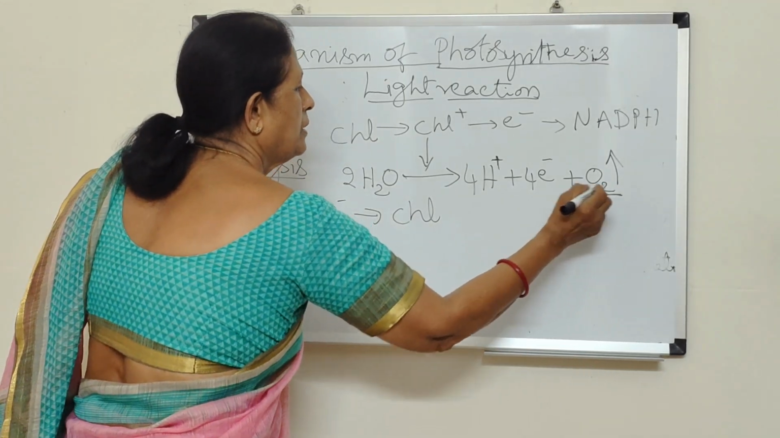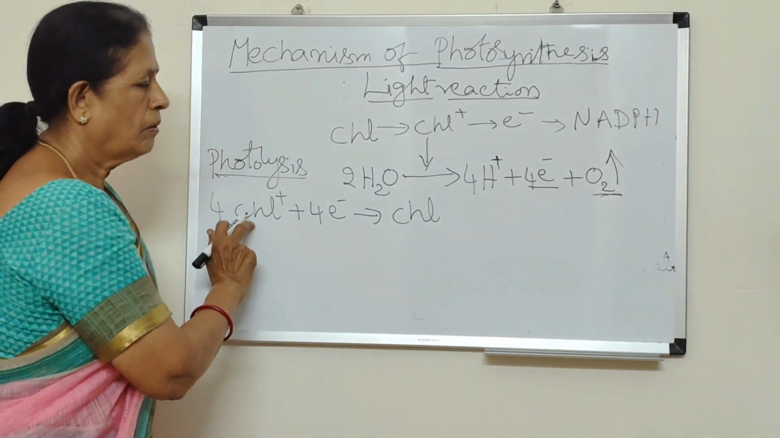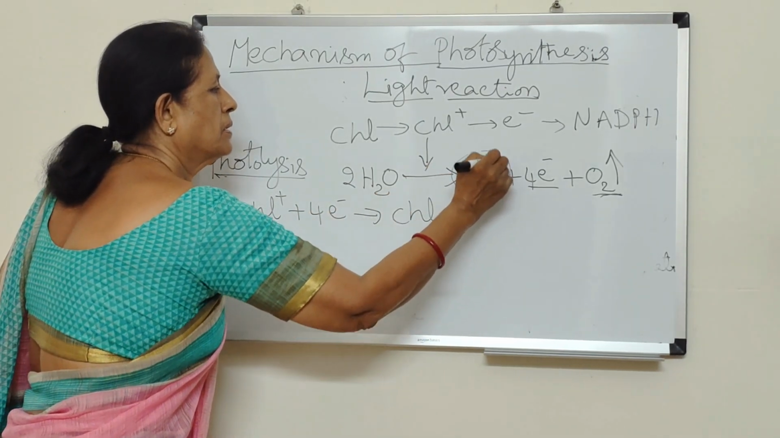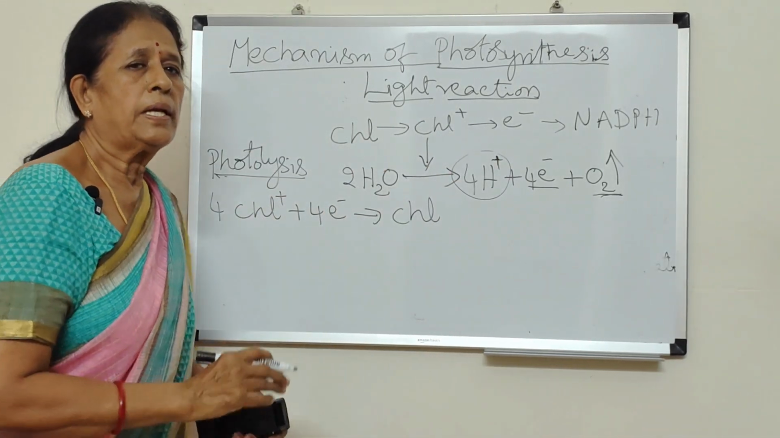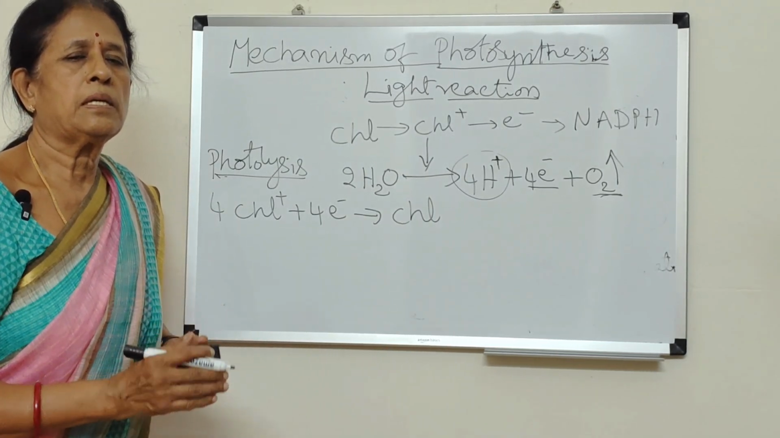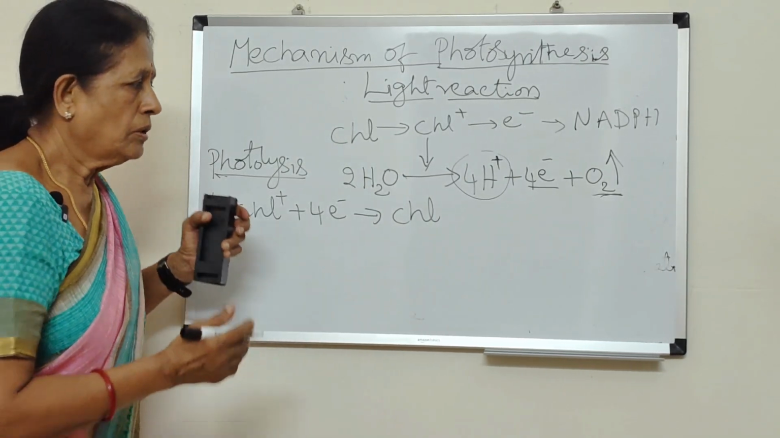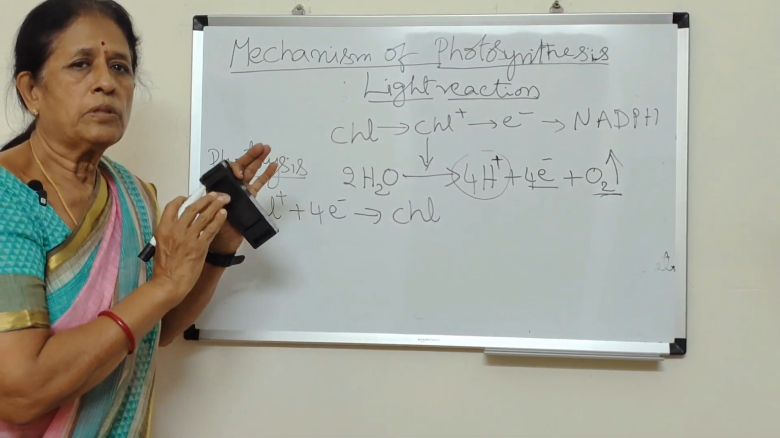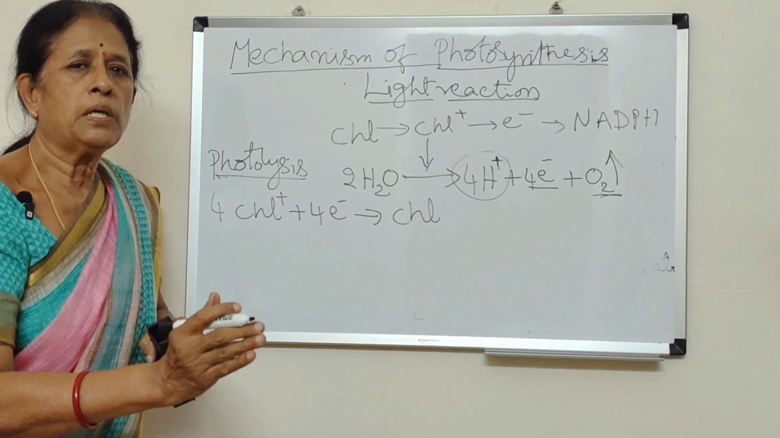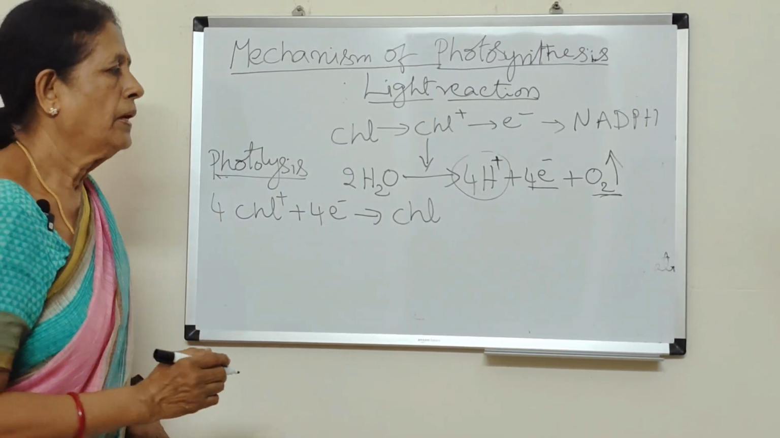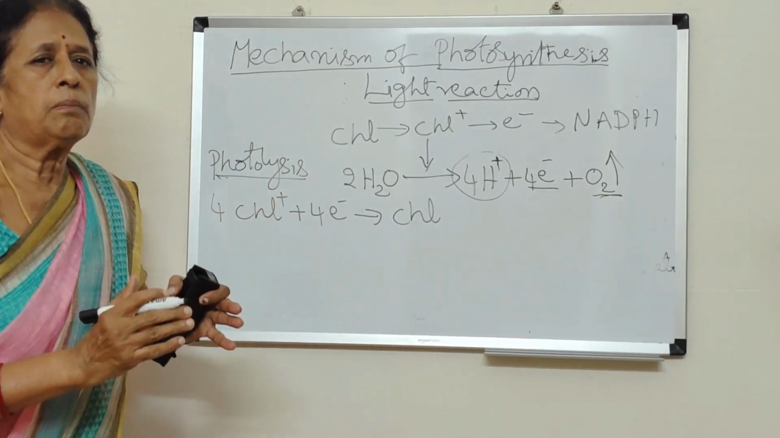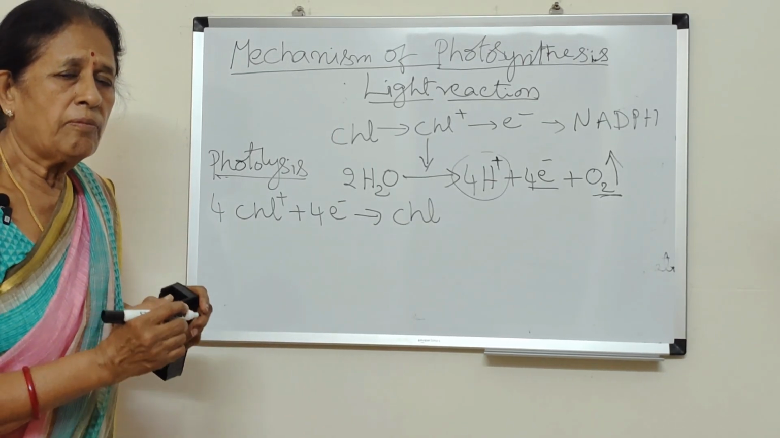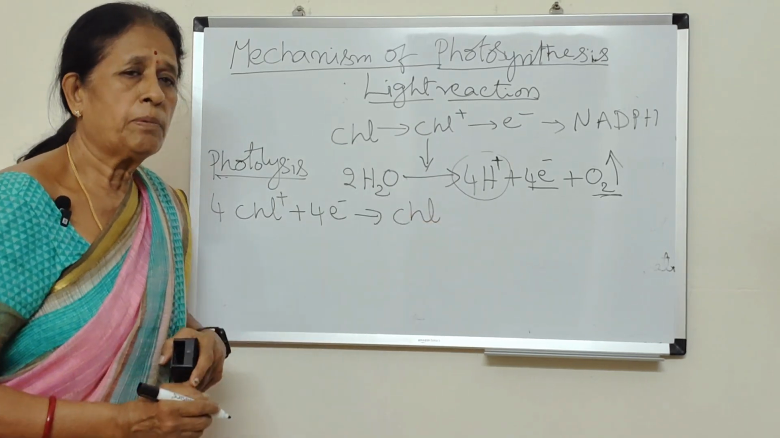So oxygen is released into the atmosphere, electrons are accepted by the chlorophyll molecule, and what about the protons? Like electrons, protons also carry a certain amount of energy. These protons, which are formed in the grana, pass through into the stroma. When a large number of protons are accumulated, there is a lot of energy. So what happens to this energy that is present in the protons?